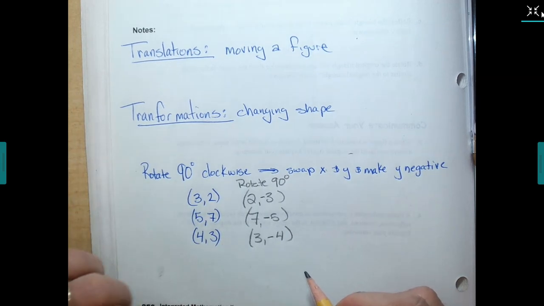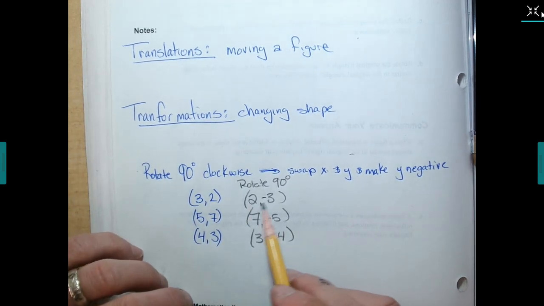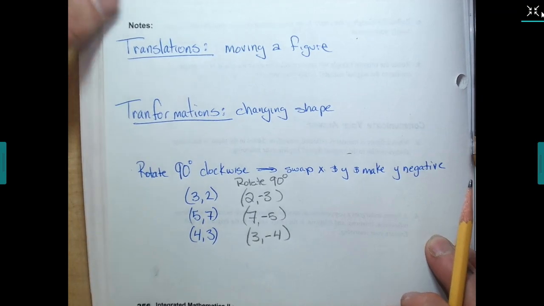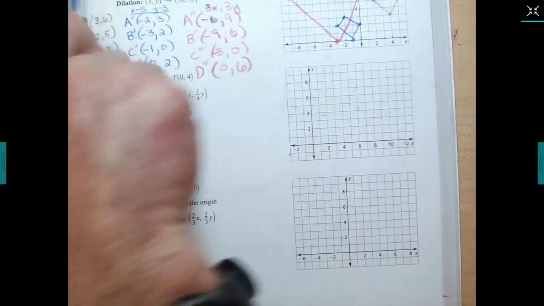So I just made the Y negative. Okay, so I have my X, my Y. And what this did was rotate it. And what it looks like, what a rotation looks like, let's see what it looks like.